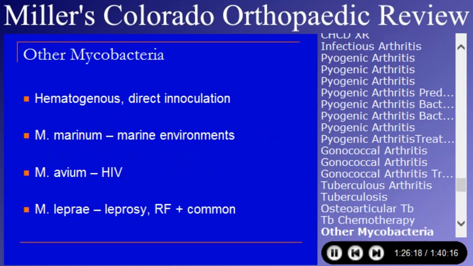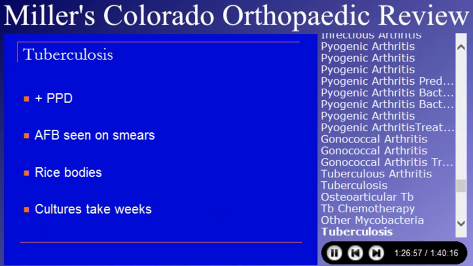Other mycobacteria occur. The one that they seem to like the best is Mycobacterium marinum, which I talked about earlier under infections. Occurs in marine environments. If you're in the middle of America, you're not as likely to see this. Mycobacterium avium associated with HIV, and Mycobacterium leprae or leprosy. Remember, a common cause of neuropathic joints in the upper extremity is usually the way that it is looked for.